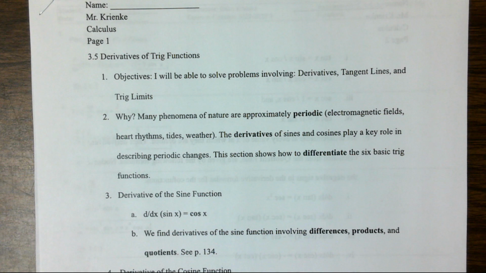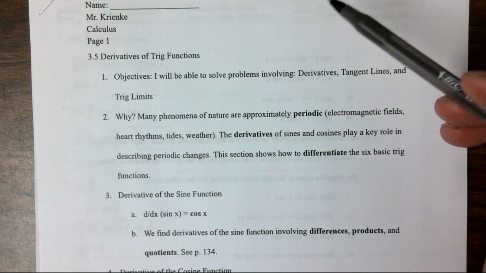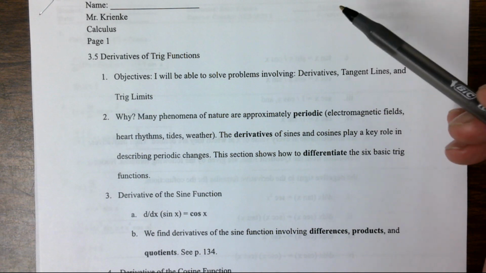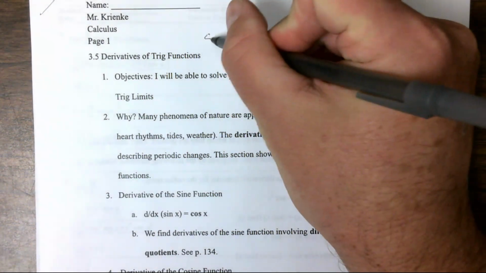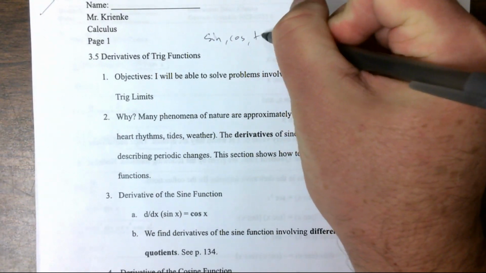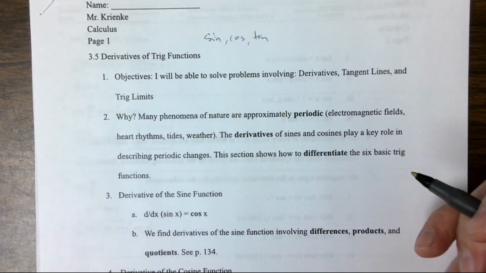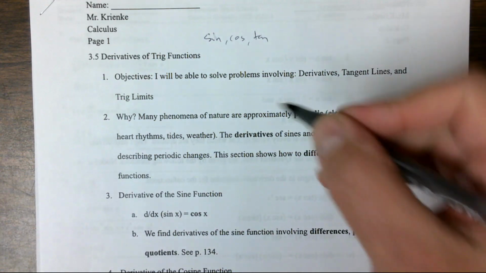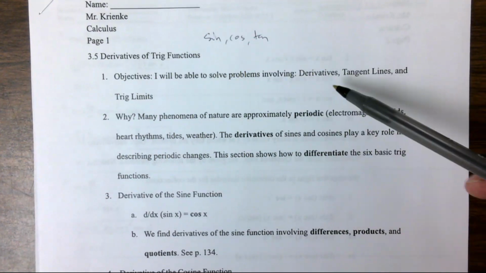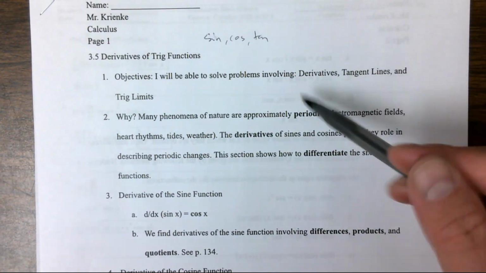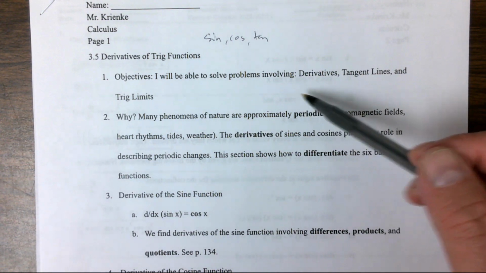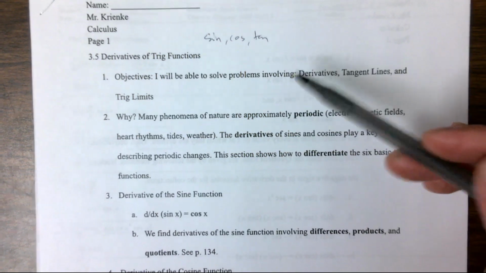Calculus video on 3.5, derivatives of trig functions. So first thing is you're going to have things like sine, cosine, tangent, and you're going to have to take the derivative of them. So it says the objective is to be able to solve problems involving derivatives, tangent lines, and trig limits.